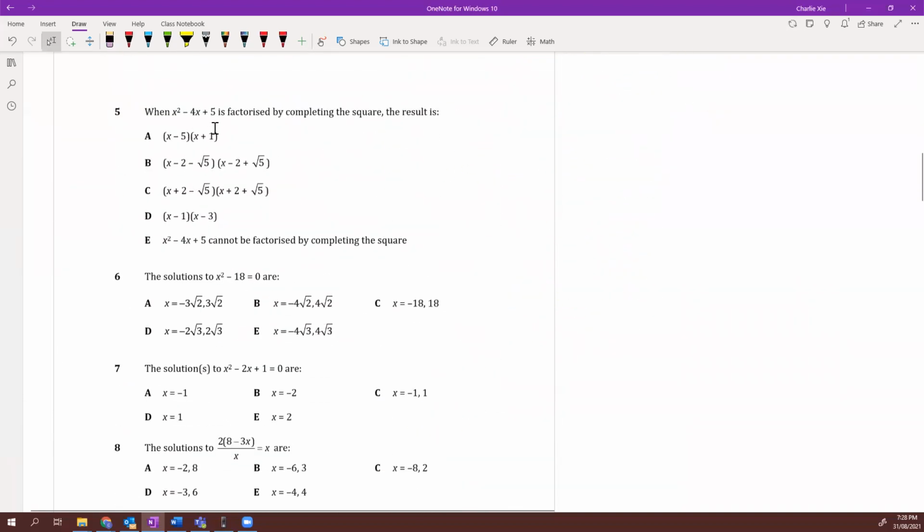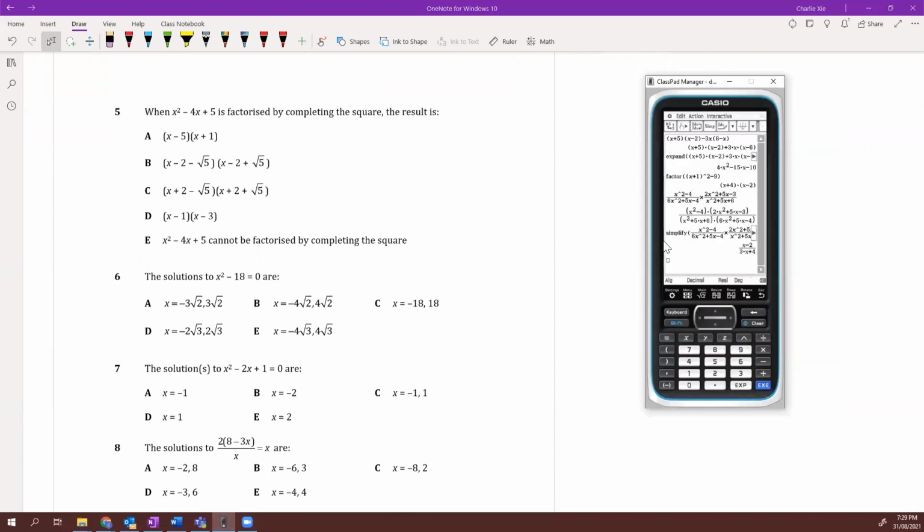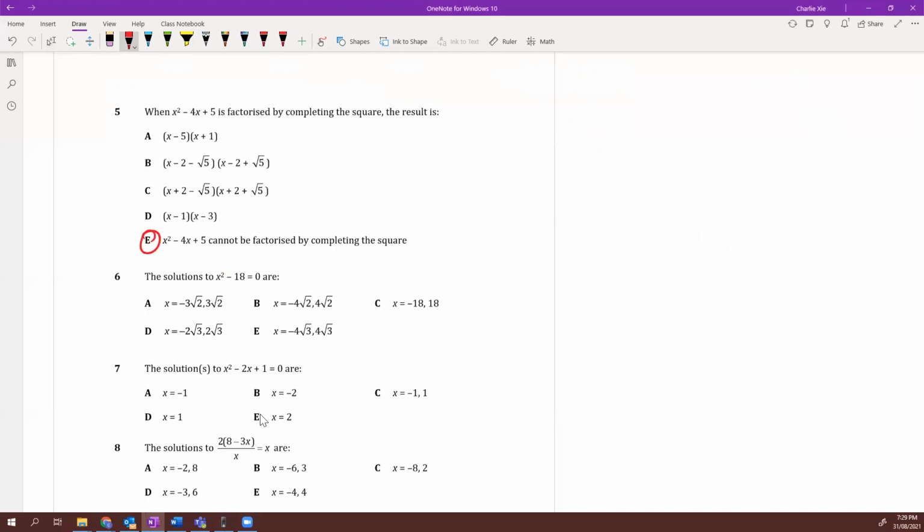Question 5. When x squared minus 4x plus 5 is factorized by completing the square, the result is... Okay, this is a multiple choice question, so you don't have to do it by hand. Just type it in: x squared minus 4x plus 5, highlighted, interactive, advanced, transformation, factor. You can tell from here it's not factorizing. That just means this trinomial x squared minus 4x plus 5 cannot be factorized by completing the square. Okay, it cannot be factorized.